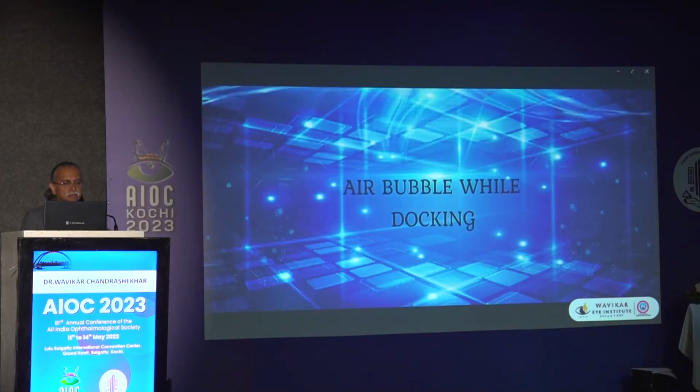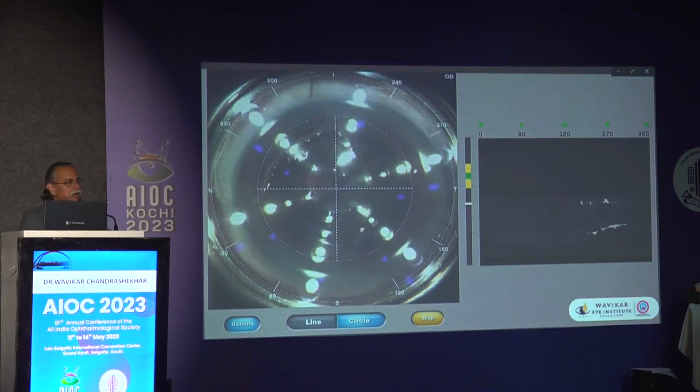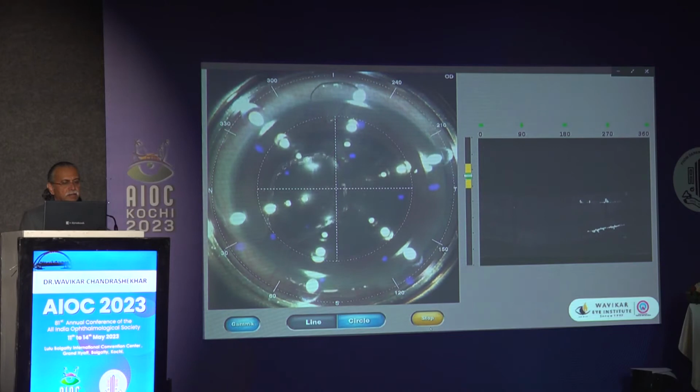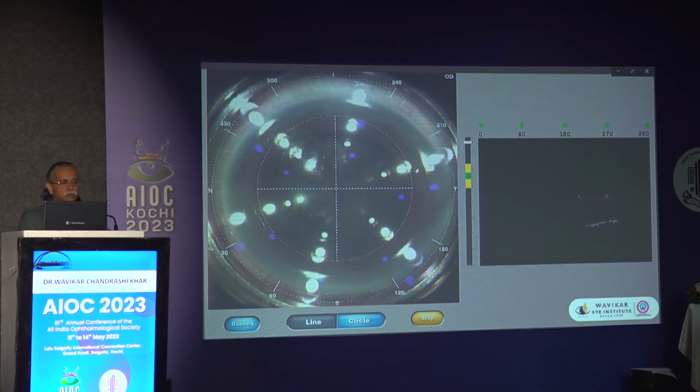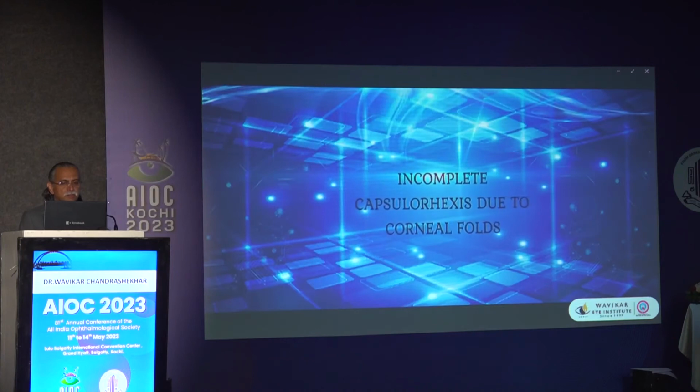The next complication, which we used to get previously, now with the introduction of PI is not there, and that is air bubble during docking. This we find more commonly with RK patients with very flat corneas, and many times we have to redock.